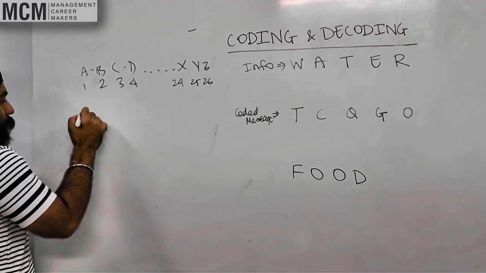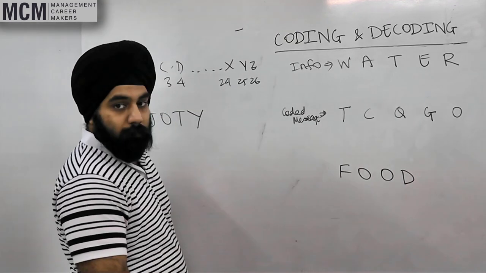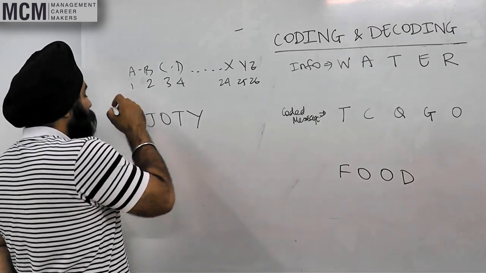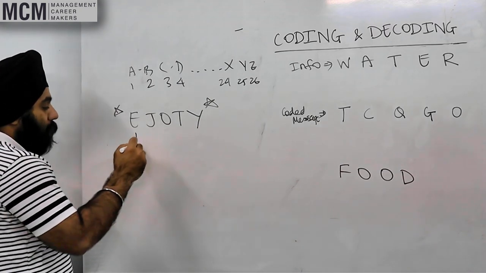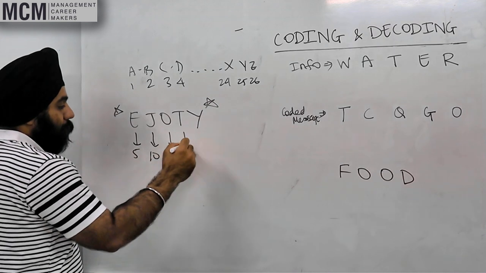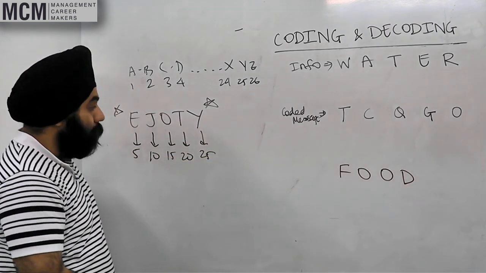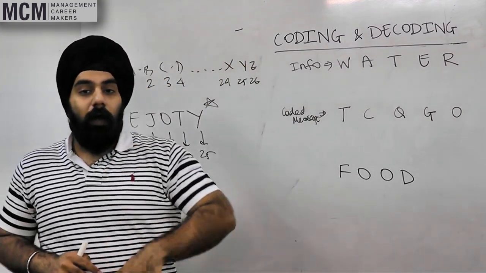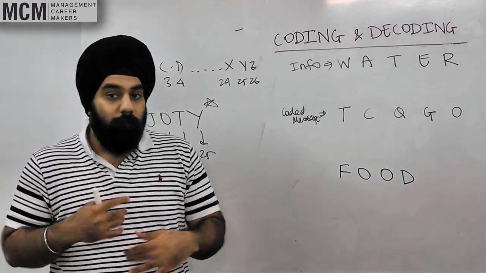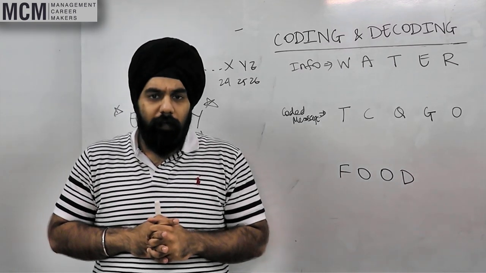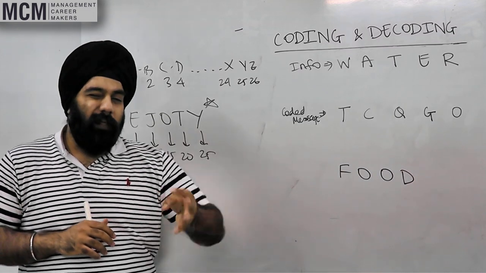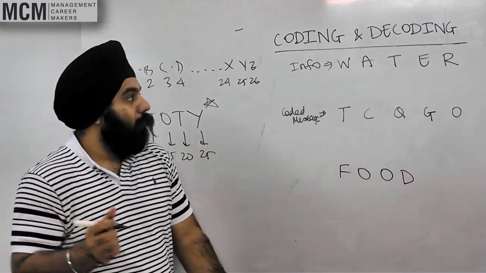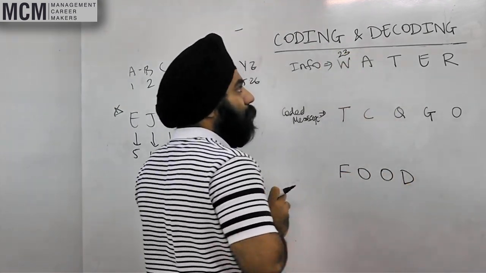So there is a faster way to do it. That is EJOTY. What is this random word? EJOTY is something you need to remember. EJOTY is nothing but 5, 10, 15, 20, and 25. Now, if you want to find the position of any letter, you will not start from A. You will start from the closest letter over here, right? So for example, I need to find out the value of W. The closest here is T. I know E, J, O, T, T is 20, TUVW, U is 21, V is 22, W is 23. So I'll write the value of W as 23.